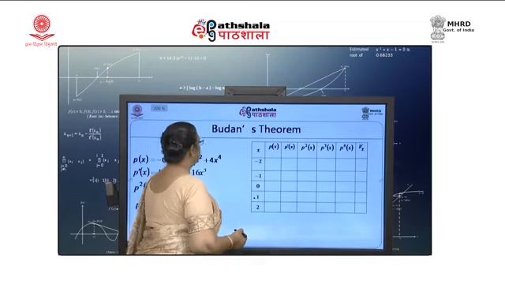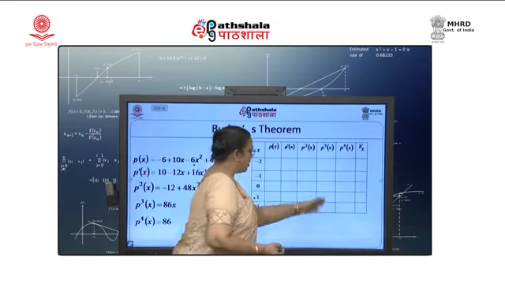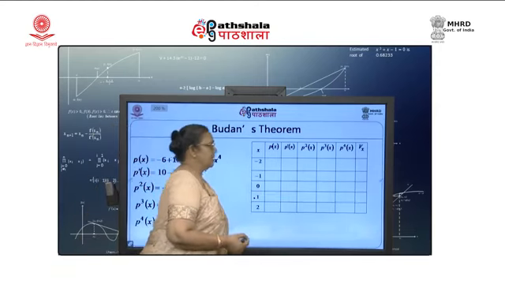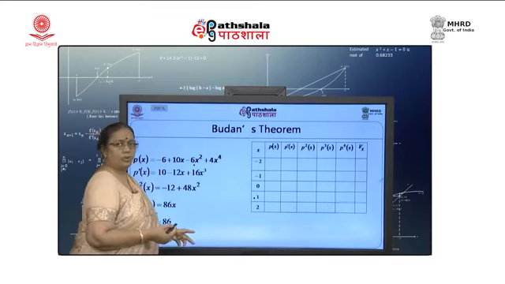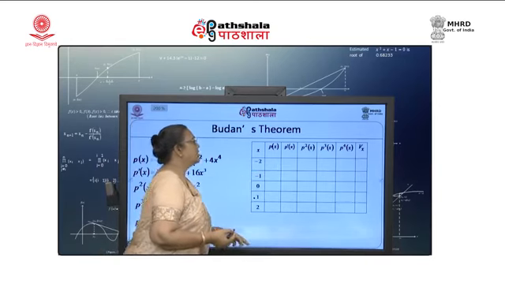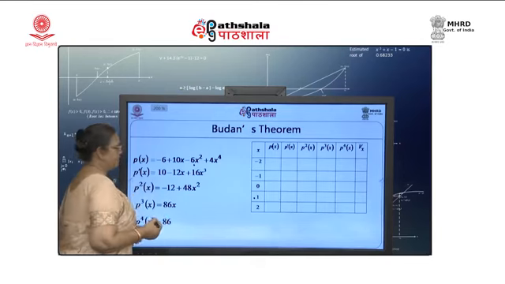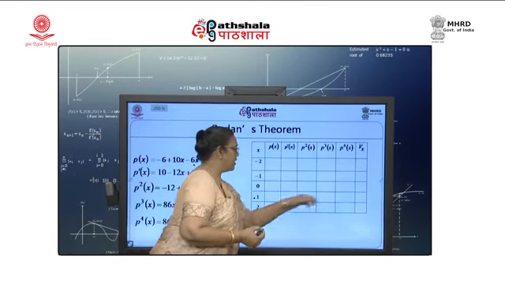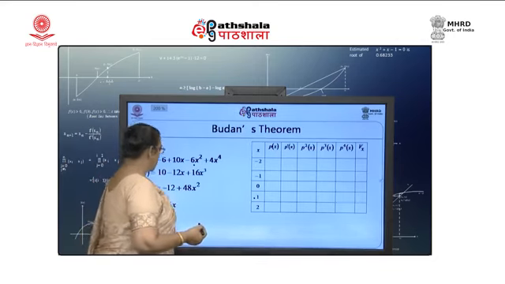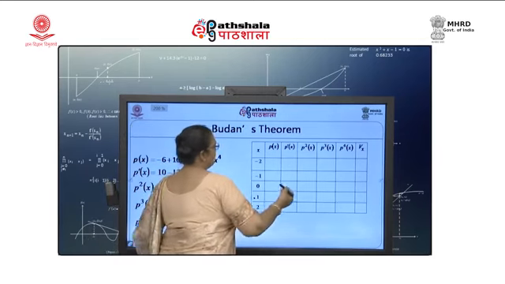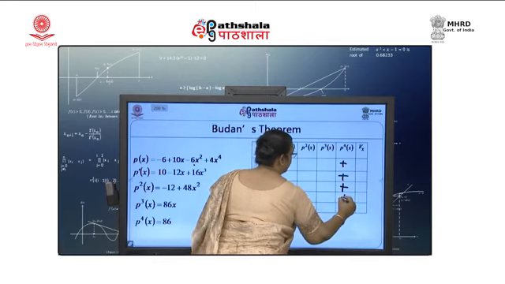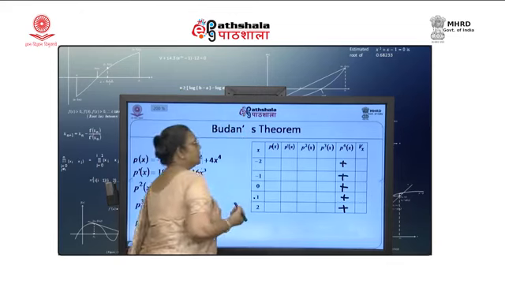For filling purposes, rather than filling row wise, column wise filling is more convenient. Let us fill the easiest column first, the fourth derivative. Because we want to know only about the changes in sign, we need not find exact numbers. All we want is whether the value is positive, zero or negative. The fourth derivative of the polynomial is 96, which is always a positive constant. So, no matter what the argument is, the value is positive, equal to 96. So, all these become plus.